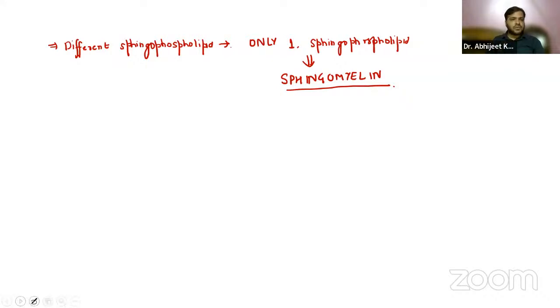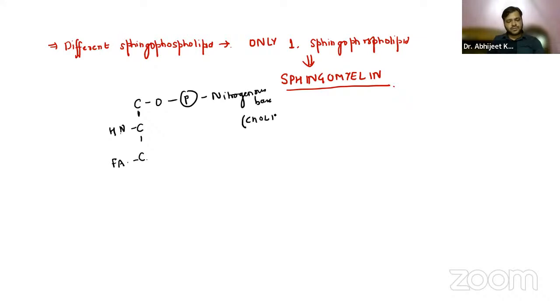Now, you guys already know the basic structure over here. We have the three carbons, right? One bonded with the NH group, the other with the fatty acid group, and we have one carbon that is bonded with the phosphate. And to that phosphate, what is attached, guys? The nitrogenous base, and over here it is the choline.